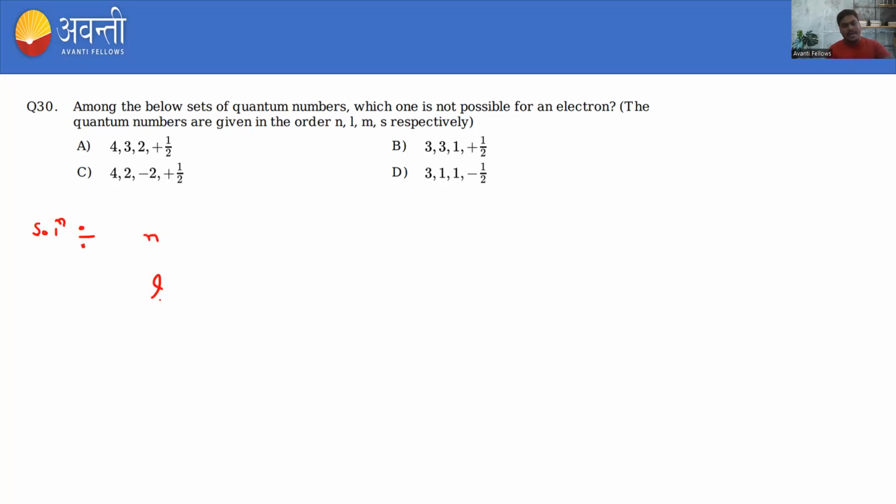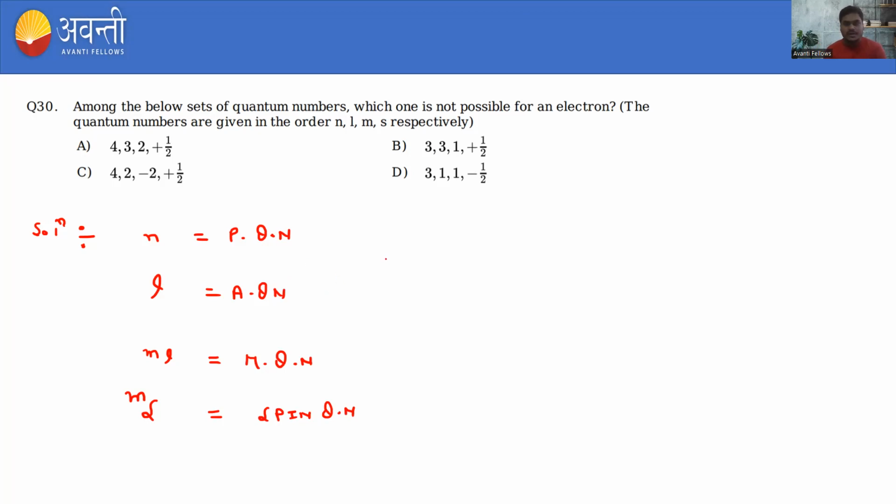We have n, we have l, we have ml, and we have the spin quantum number, also known as ms, right? So n is known as the principal quantum number. What is l? Azimuthal quantum number. What is ml? Magnetic quantum number. And what is ms? That is the spin quantum number. So this is all we have.